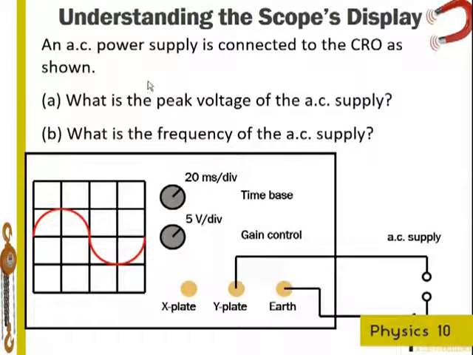Here is a little worked example that you may want to have a look at. It says an AC power supply is connected to the cathode ray oscilloscope as shown. A, what is the peak voltage of the AC supply, and B, what is the frequency of the AC supply? So look at the diagram and see if you can determine what the peak voltage is and what the frequency is. Remember, it's an AC supply, hence the reason why you have this transverse wave across the screen. Pause the video and have a go, and then when you're ready, press play to have a look at the answer to this worked example.